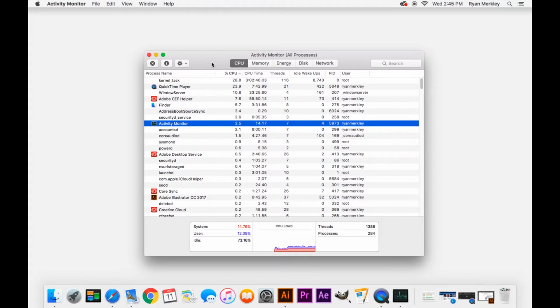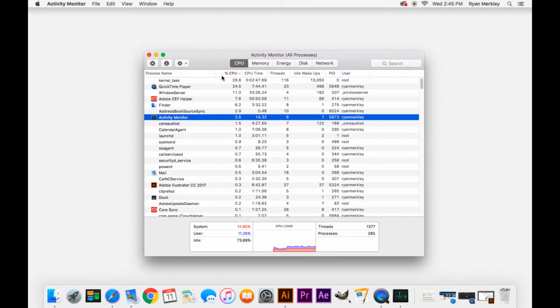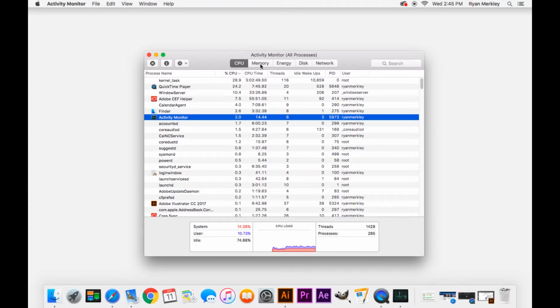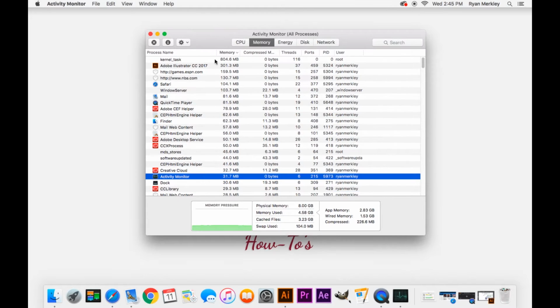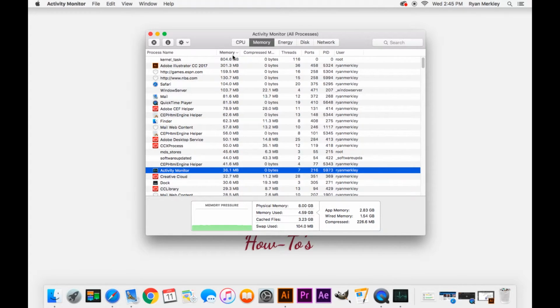And so that's a good step if your computer is going really slow, to look for what's using up your processor. Perhaps it's an app that you can just uninstall and get rid of, and that will solve your problems. The other tab is memory. This is your RAM, how much RAM you have, temporary memory. And so you can, again, sort by memory to see what is hogging up all of your memory.